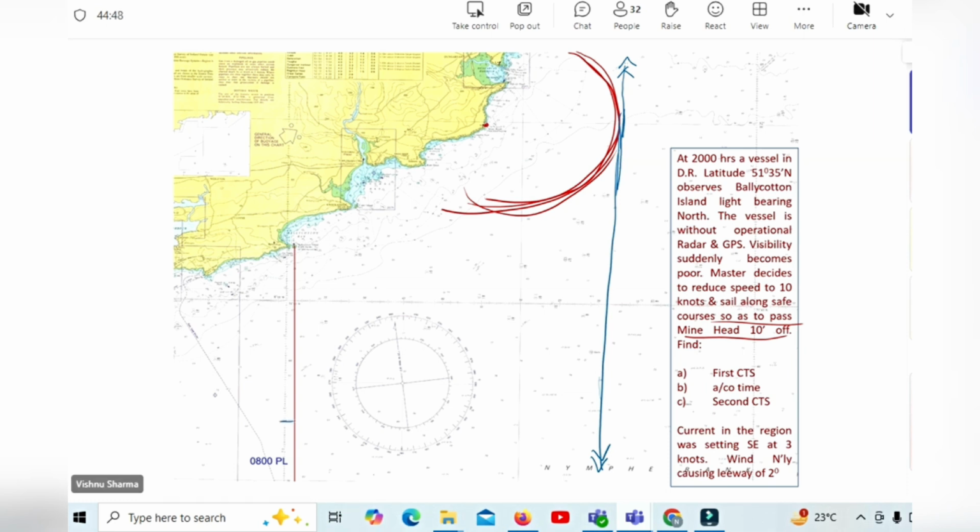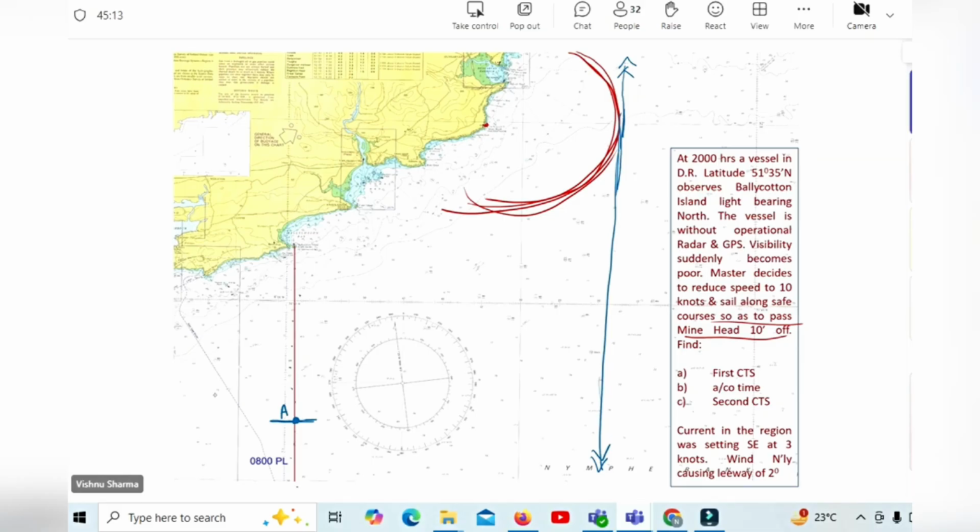Now, the vessel's DR latitude was 51 degrees, 35 minutes. This was the DR latitude. And of course, the PL here is coinciding with the meridian because it is running north-south. So in this case, I am not saying I am at position A. Guys, I am not saying it is the ship's fix. Ship can be anywhere on this line. We do not know where the ship is.